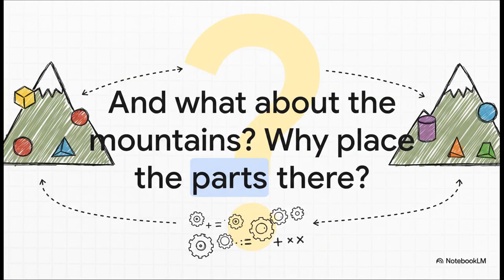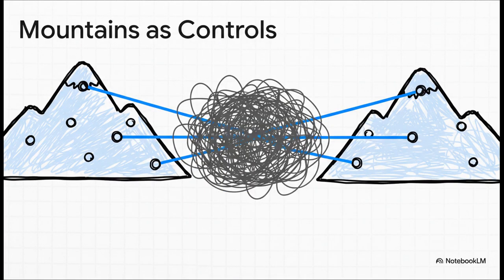But wait, what about the other parts of the command? Why the mountains? Why place the pieces on separate mountains? Well, this detail isn't random at all. It serves a really critical function in this whole experimental model. In this scientific reading, the mountains are basically experimental controls. They act as fixed reference points, like anchors. Think of them like the 4 corners of a grid.